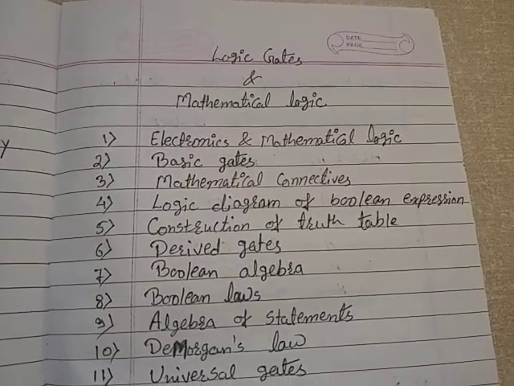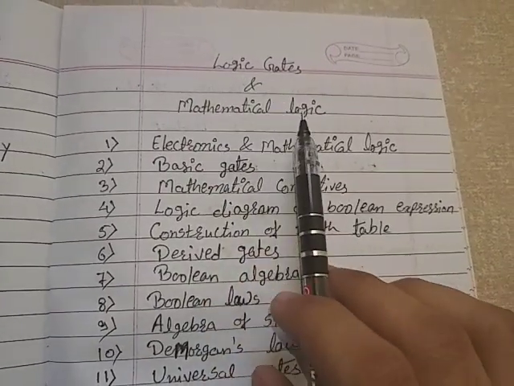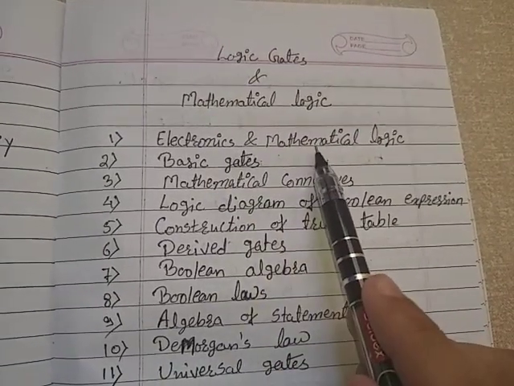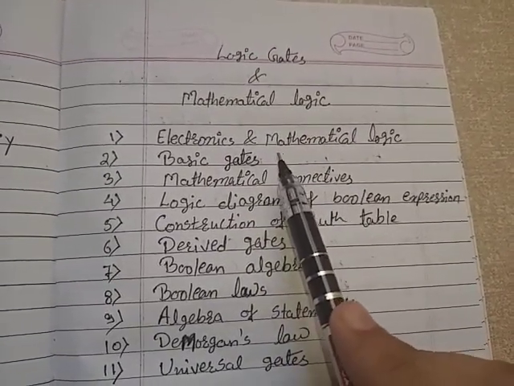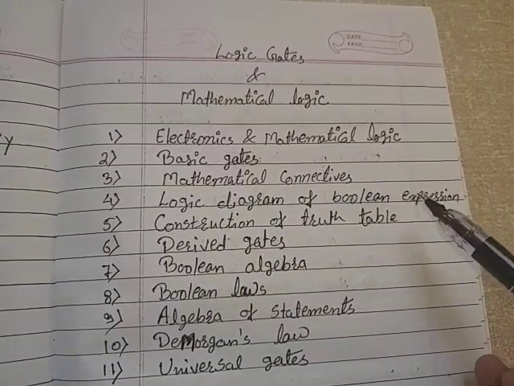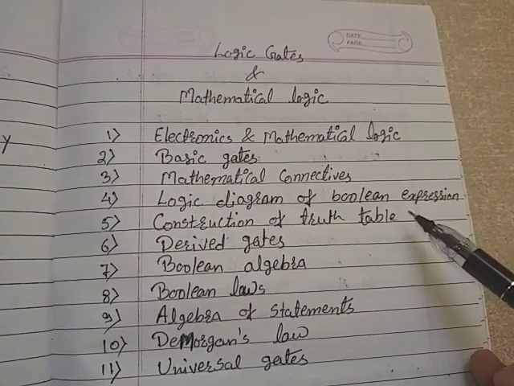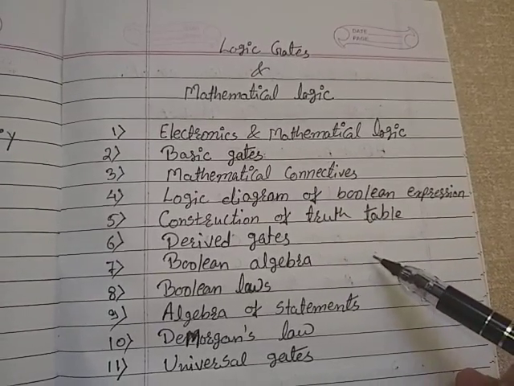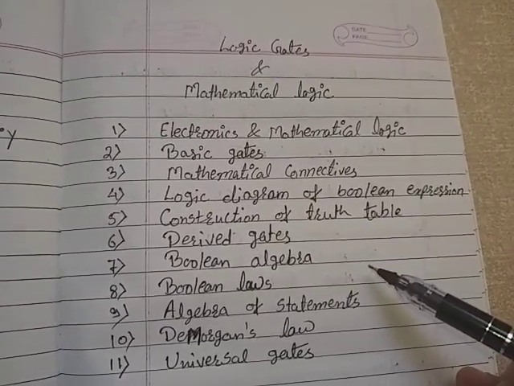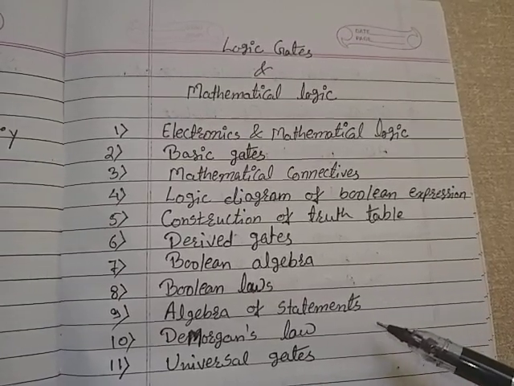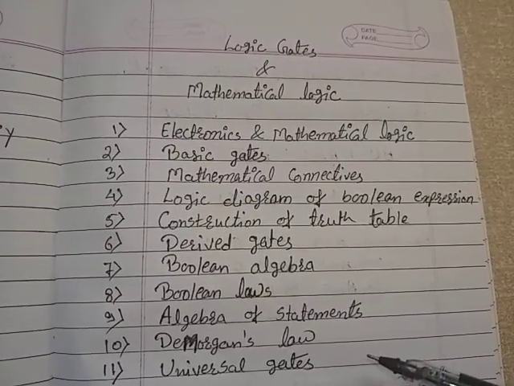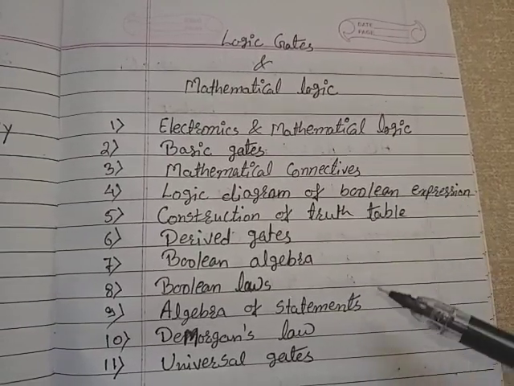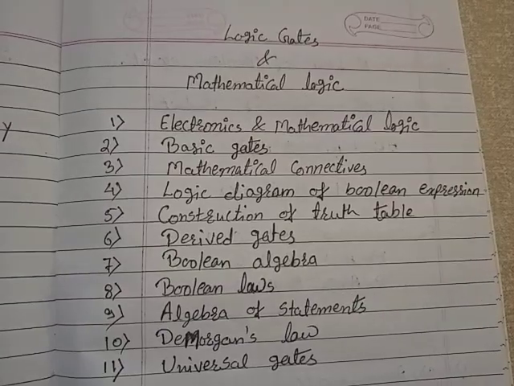Hello guys. In the chapter Logic Gates and Mathematical Logic, so far we have learned electronics and mathematical logic, basic gates, mathematical connectives, logic diagram of Boolean expression, construction of truth table, derived gates, Boolean algebra, Boolean laws, algebra of statements, De Morgan's law, and universal gate. In case you missed any of these topics, the link is available in the description.